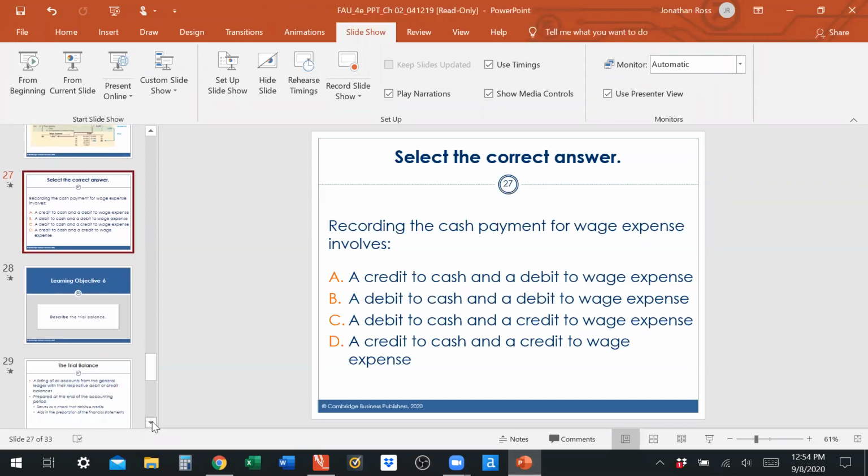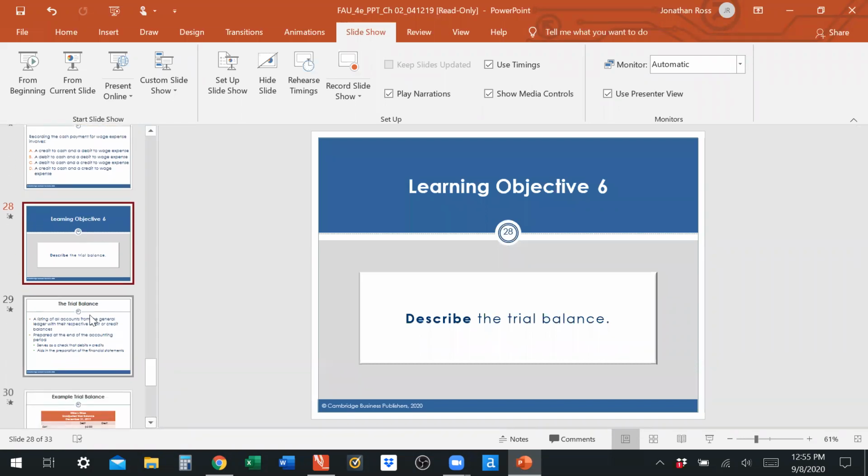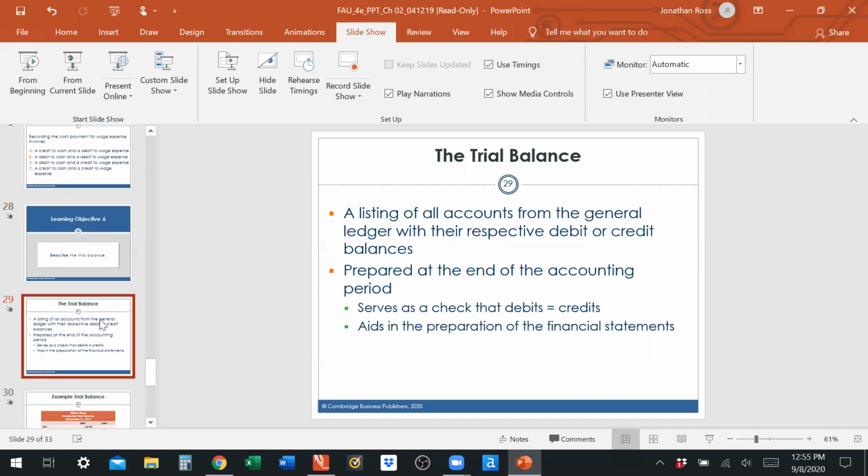Definitely watch this lecture over before the exam, maybe twice. Make sure you understand these concepts. Let's talk about the trial balance. Like I said, it's just a listing of all the accounts from the general ledger.